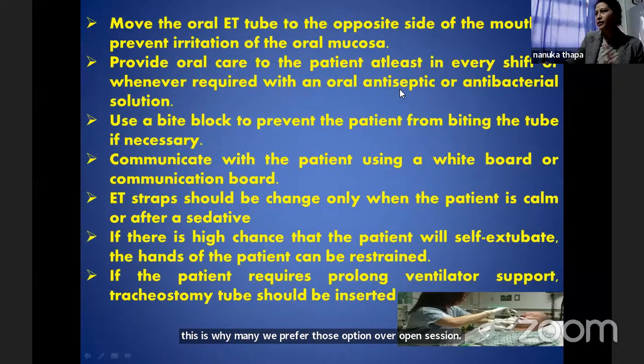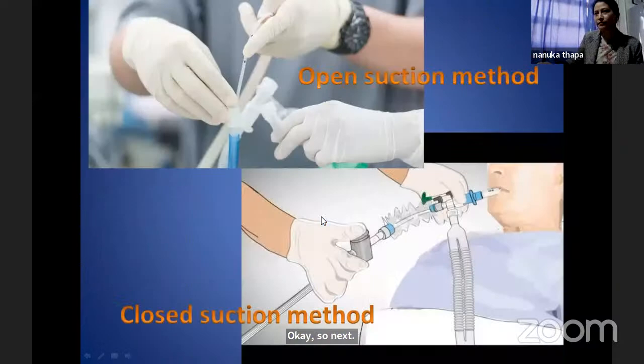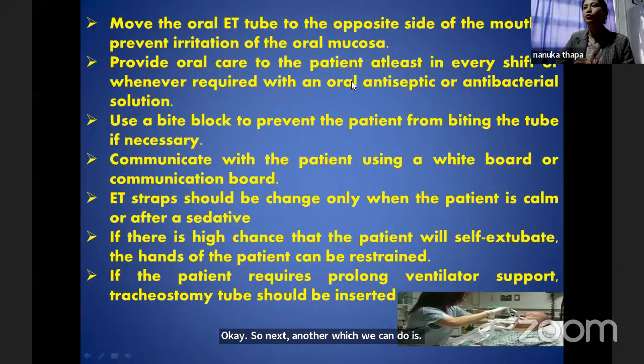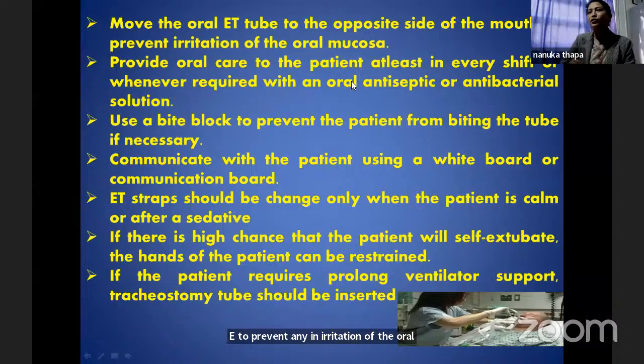Okay, so next, a nursing care which we can do is, we have to move the oral ET tube to the opposite side of the mouth to prevent any irritation of the oral mucosa. So if possible, from one side of the mouth, we have to put it to the other side of the mouth if you see that it has caused any irritation at that area of the mouth.